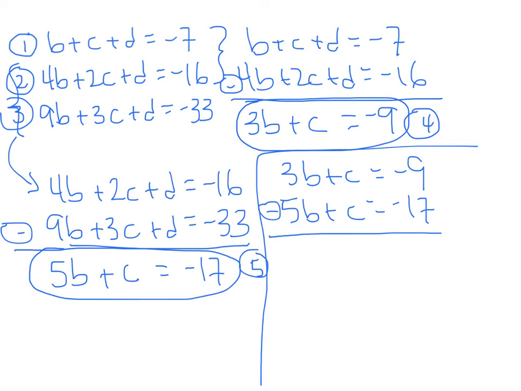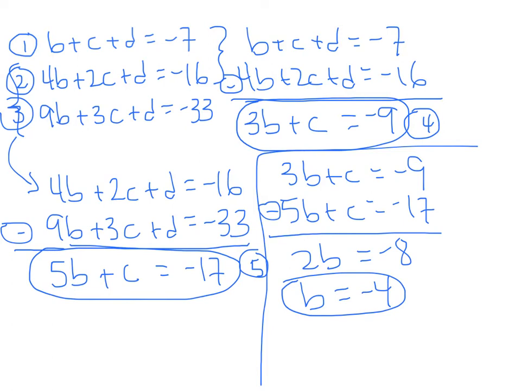And so when I do that, 5b minus 3b is 2b. C minus c is eliminated. And we get negative 17 minus negative 9, negative 17 plus 9 is negative 8. And finally, we can get what b is. It's negative 4. So I now have my second variable. I still need to go find c and d.